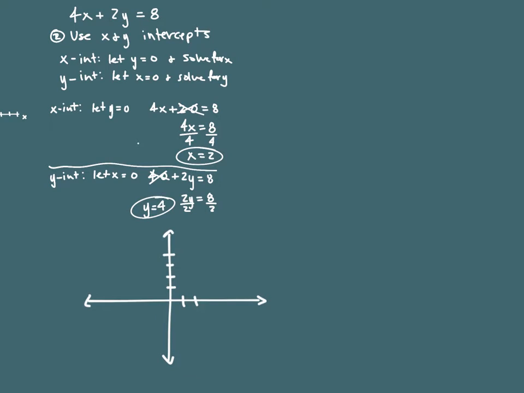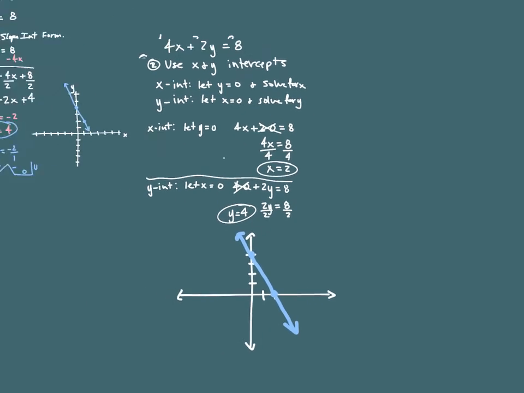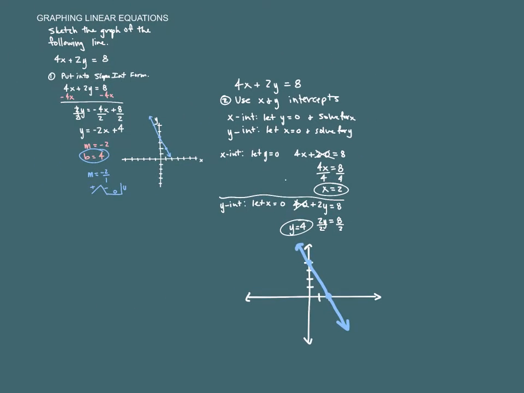And so now that we've identified our x-intercept and our y-intercept, I can simply go up, plot that point for 2, plot that point for 4, and connect those points. And that's the same line that we had graphed over here. All right, so two different ways of graphing equations that are in standard form.